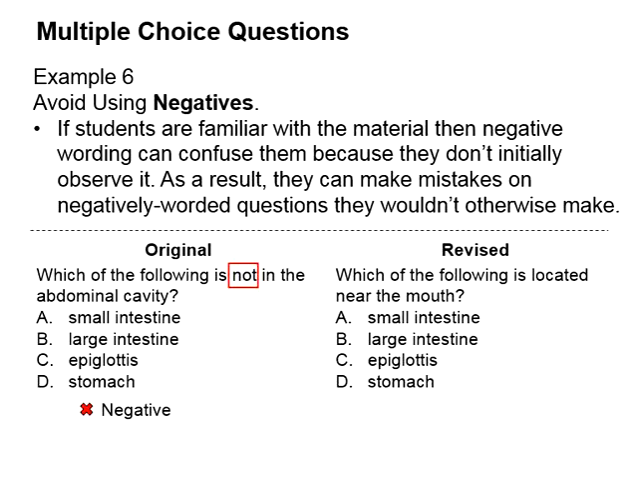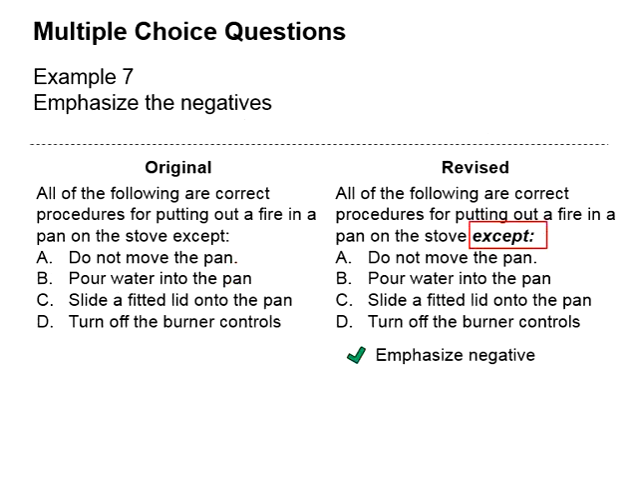This is unfair to the students, and this doesn't fully reflect the actual levels of understanding of the students related to the course. Now, what if you really need to have negatives in your question? Then you will have to make sure that the students will not miss that. Taking this as an example, all the following are correct procedures for putting out a fire in a pan on the stove, except. The word except here is bold and italic. It is purposely made different from the other wordings so that the students will not miss it.